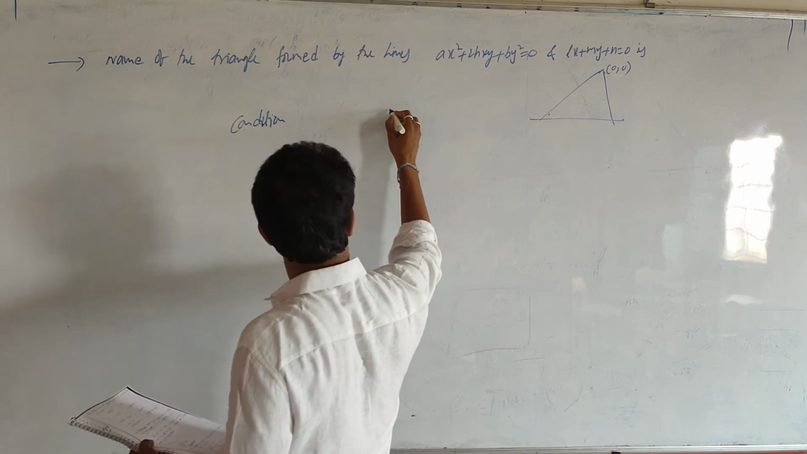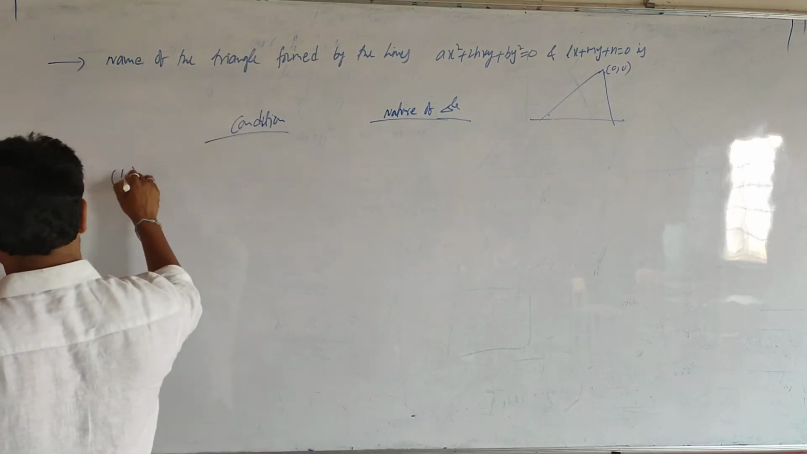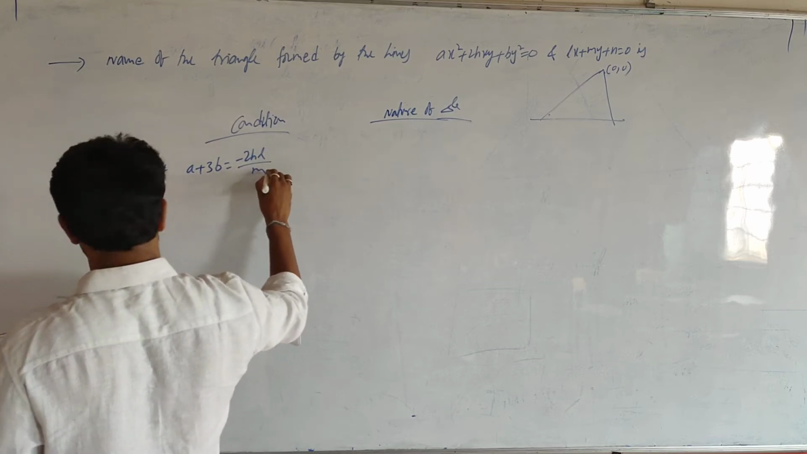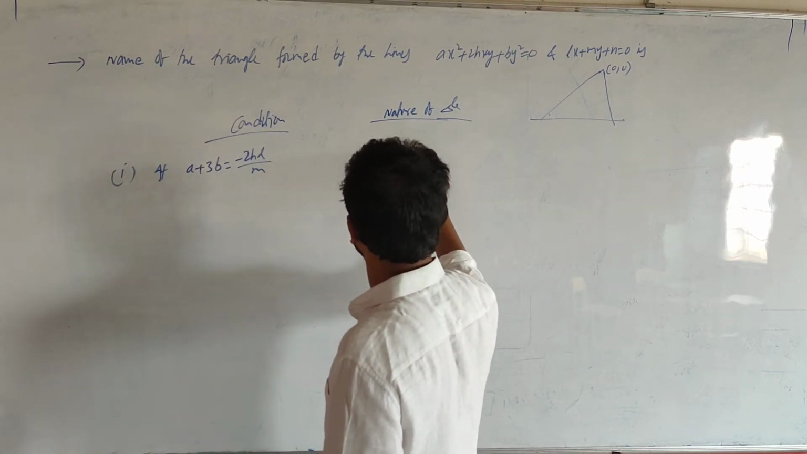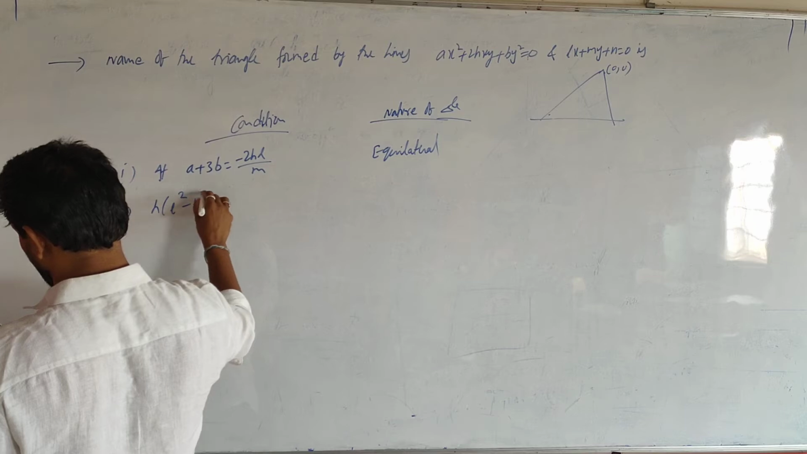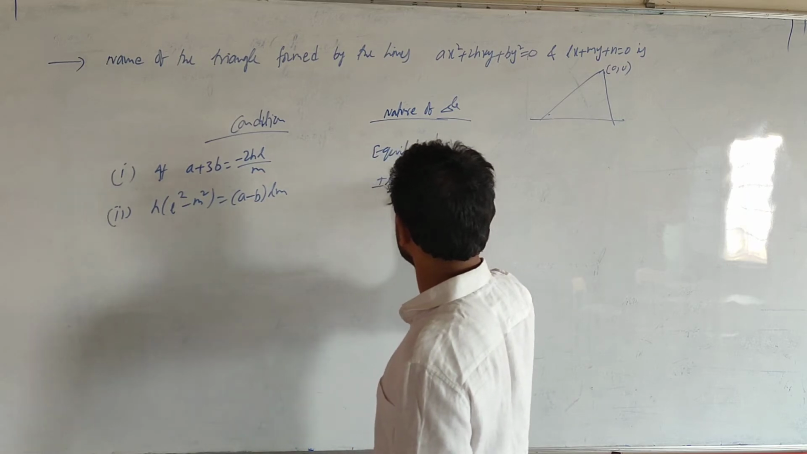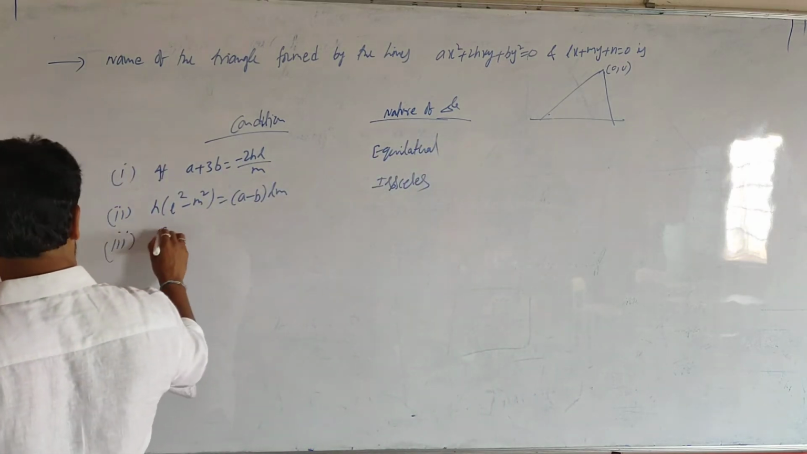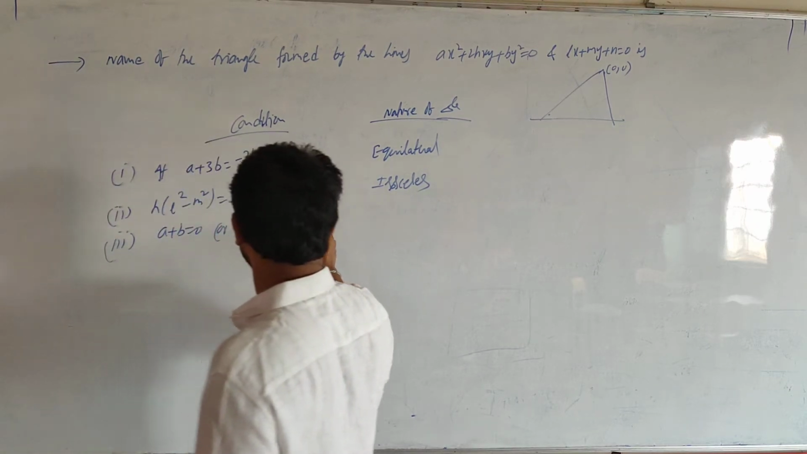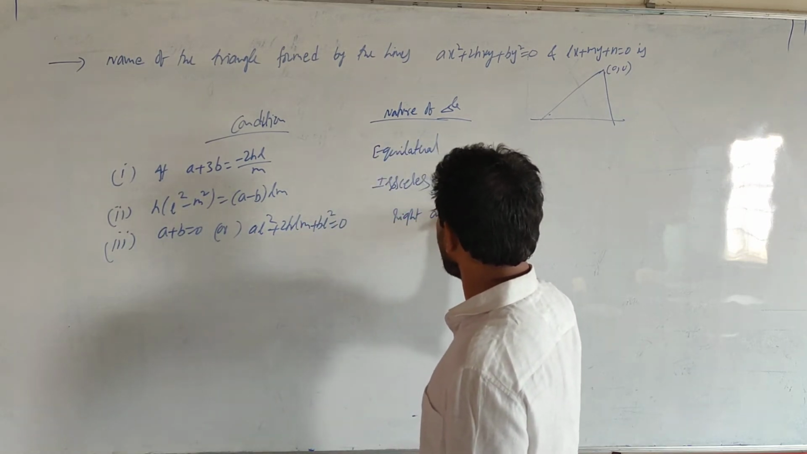And nature of triangle. First one is, if a plus 3b is equal to minus 2hl by m, then it is equilateral. Second one, h into (l square minus m square) is equal to (a minus b) into lm. It is isosceles. Third one, if a plus b is equal to 0 or a l square plus 2hlm plus b m square is equal to 0, it is right angled isosceles.